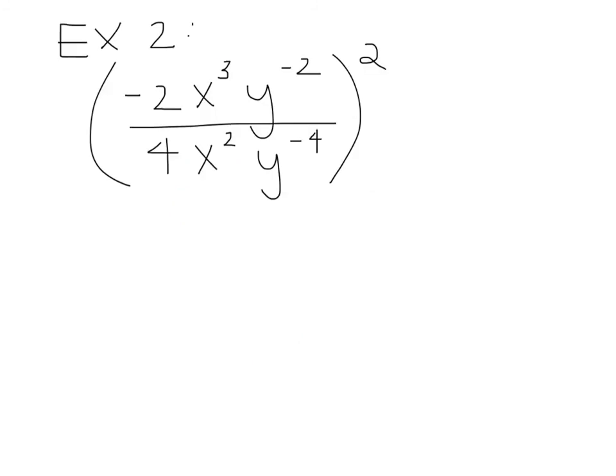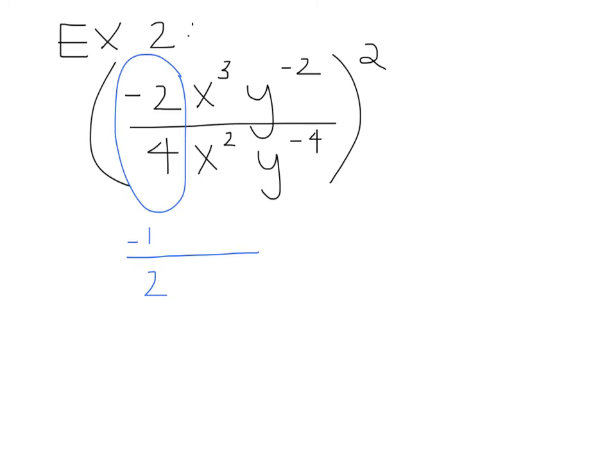Our second example is -2x to the 3rd y to the -2nd power divided by 4x to the 2nd y to the -4th power, all to the 2nd power. Again, you could work on the outside and then do the stuff on the inside. I am going to work inside my parentheses first. So take your numbers, and -2 divided by 4 is going to give me -1/2.